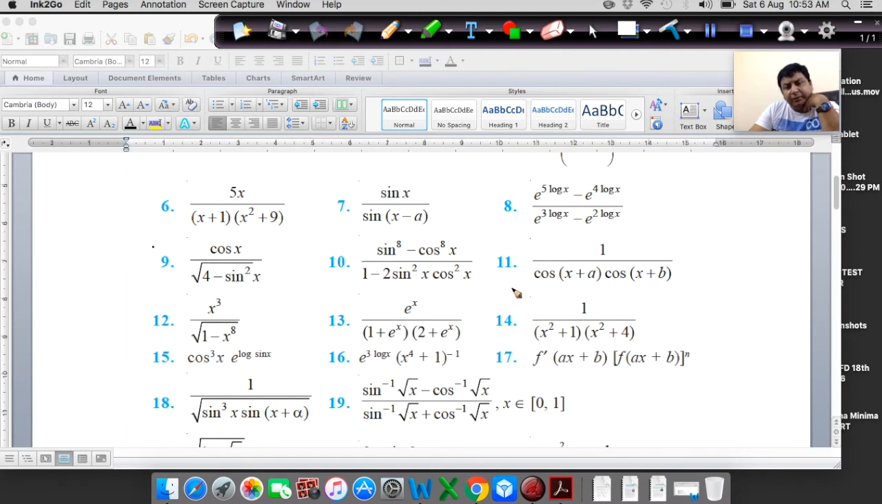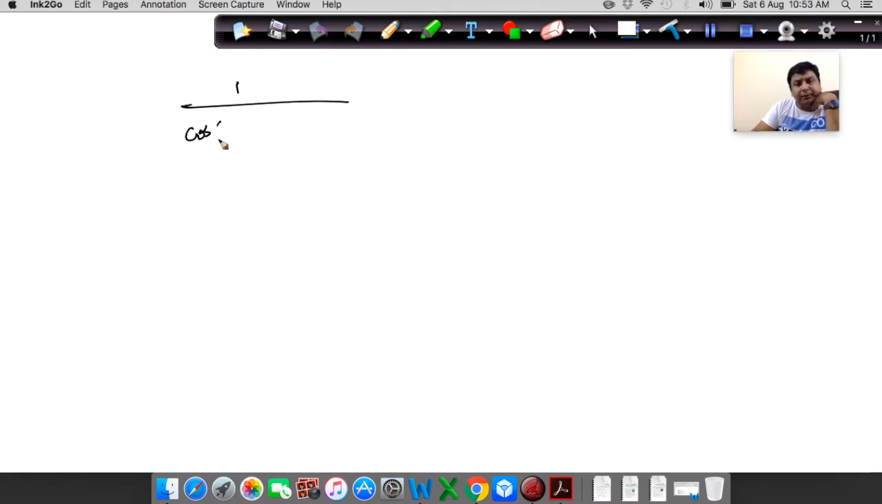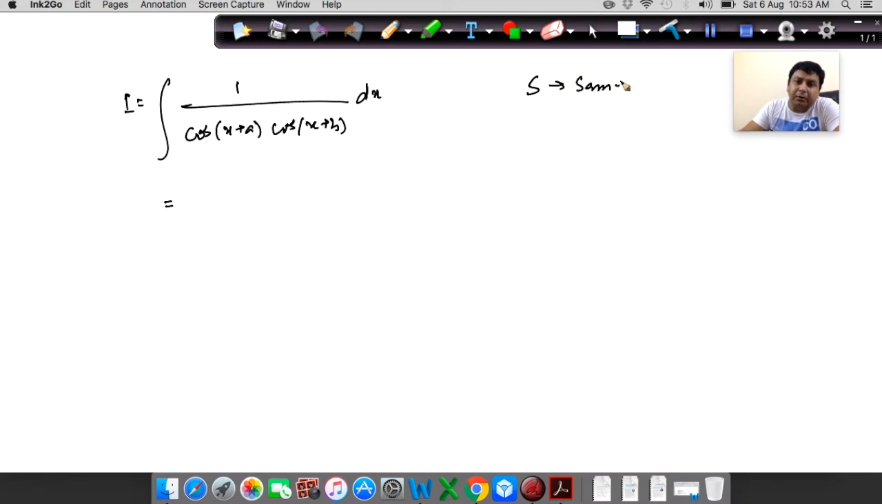Next question is 11th. 1 upon cos x plus a, cos x plus b. Now this is special, like it's a category, and I solve it using one of my methods. What I say is, S stands for same, like cos or sine. So what I mean is that you'll write a sine on top. Why sine? Because they are same. You'll understand once I write the steps.